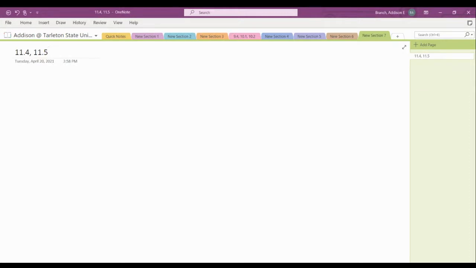This week we're going to be covering section 11.4, which is comparison tests, and section 11.5, which is the alternating series test. All right, so let's go ahead and get started with section 11.4. So the first thing we're going to cover in section 11.4 is going to be the direct comparison test.